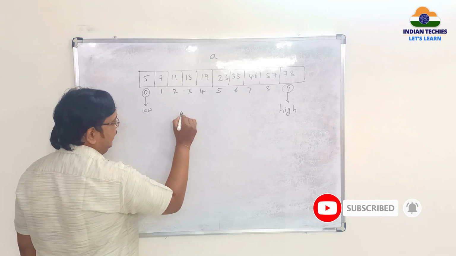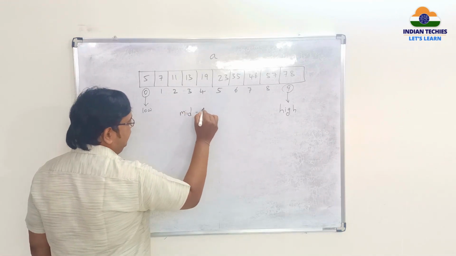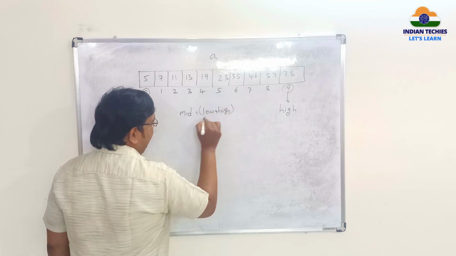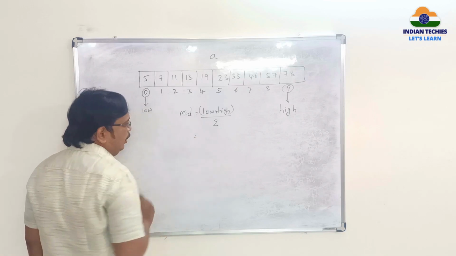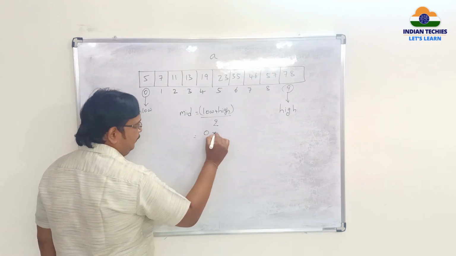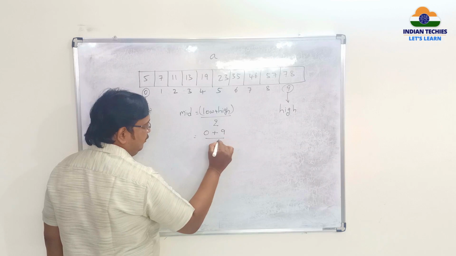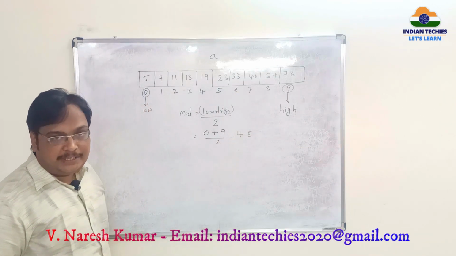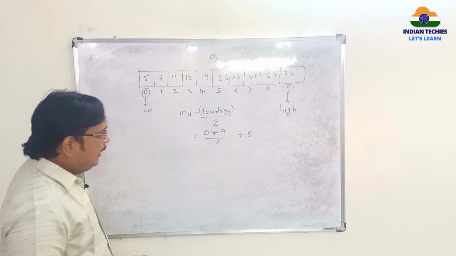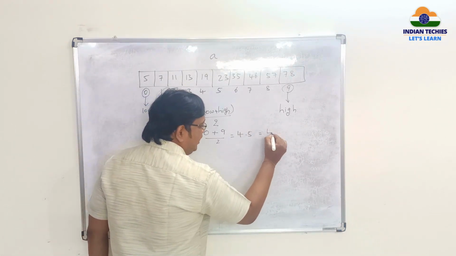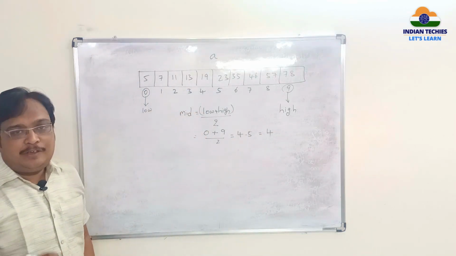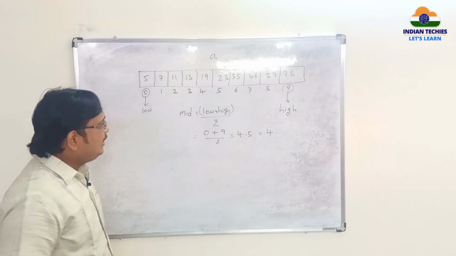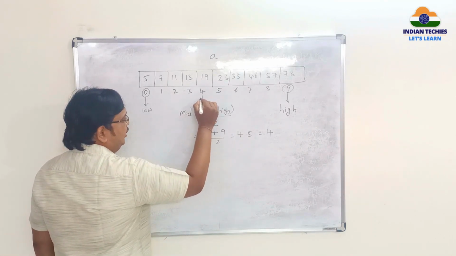Now calculate the mid value. Mid is equal to low plus high by 2. So what is the low value here? 0. What is the high value here? 9 by 2. Generally we will get 4.5. It is a regular mathematical calculation. But here, since mid will be declared as an integer, we will consider only 4. Now, the mid position is 4.